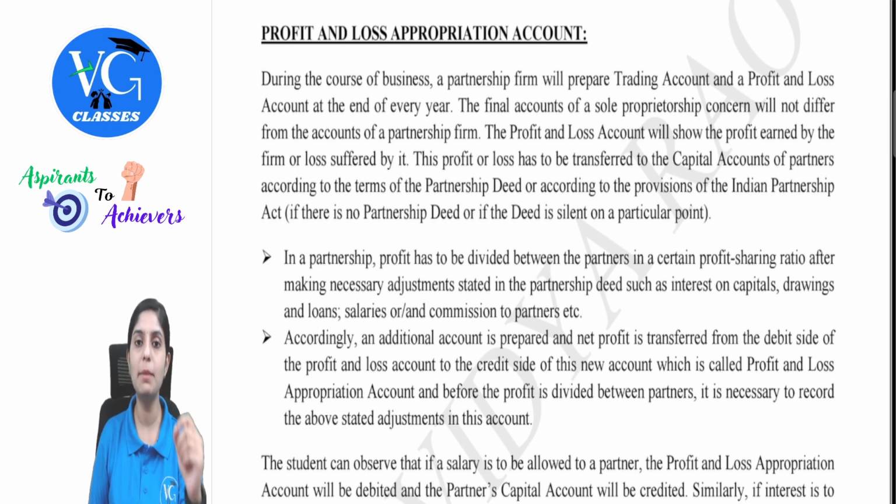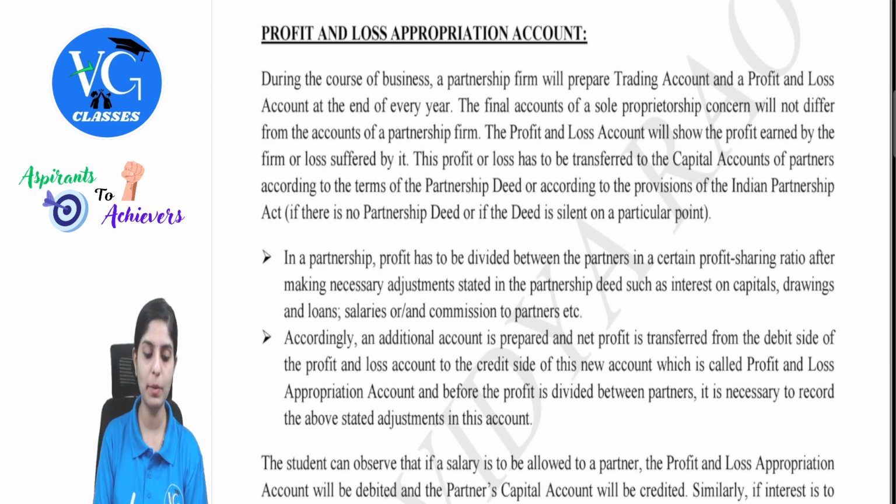So before we ultimately show this profit in the balance sheet, it becomes important to also apportion or appropriate the profit with respect to such partnership transactions. So this is effected in a separate account called the profit and loss appropriation account.